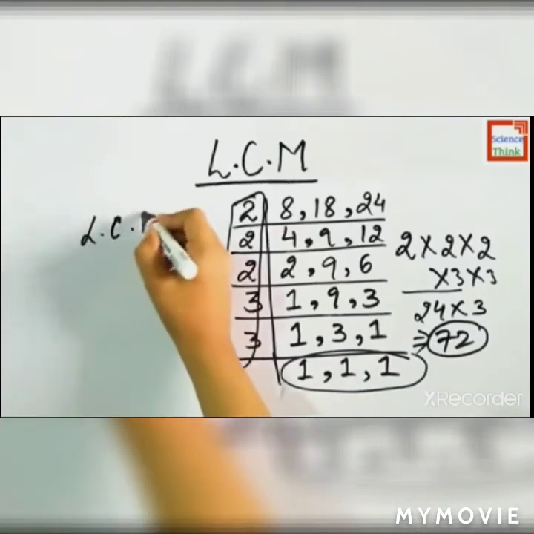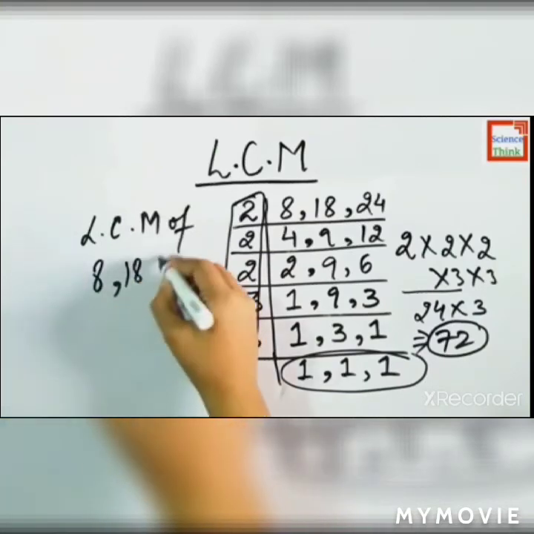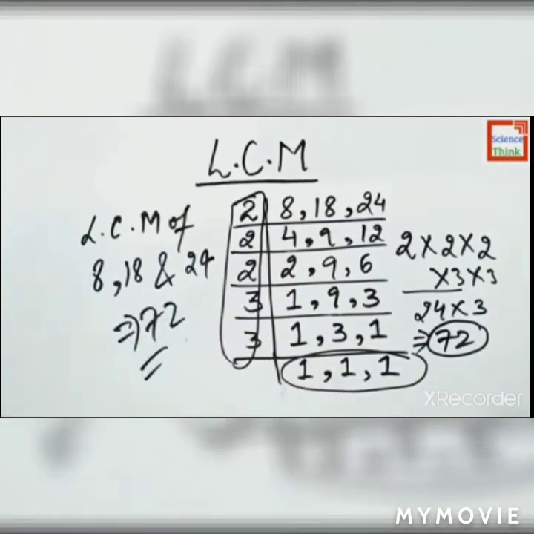So how do you have to write? LCM of 8, 18 and 24 equal to 72 as your answer.